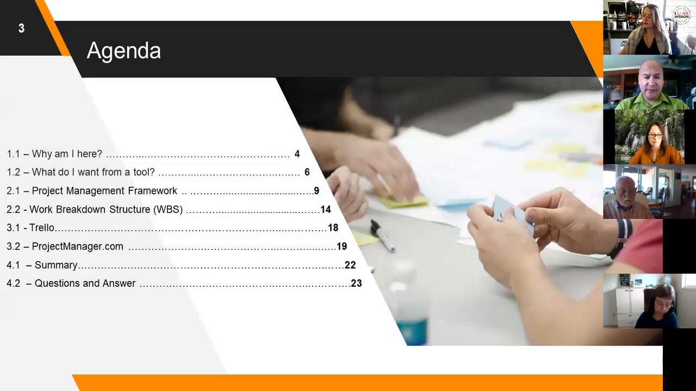Okay, so I'm just going to go through the agenda. I tried to keep it to under 100 slides. It looks like I've only got 23, so that's good. We're going to go over why are we here, what do we want from the tool. I'm going to talk about project management and work breakdown structures, because that's going to lead us into our next section, which is reviewing which tool works for each and every individual one of you. Then we're going to go into the summary and any questions and answers.